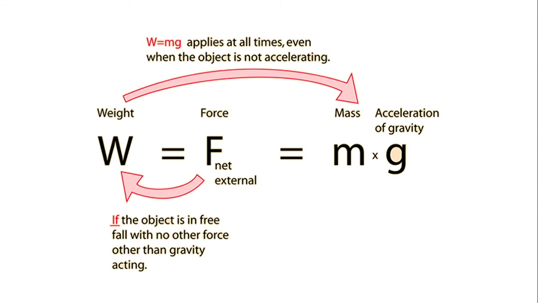Let it be hanging, let it be sitting on a table, whatever. If an object has mass, it has to experience some weight. It experiences the force of gravity that we call weight. If the object is in free fall with no other force other than gravity, then its weight is equal to the force that is acting upon it.